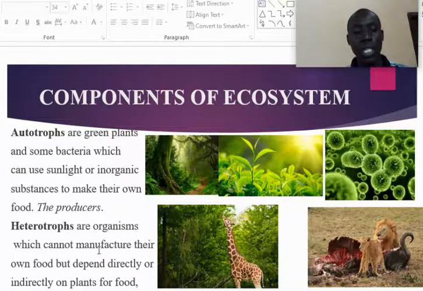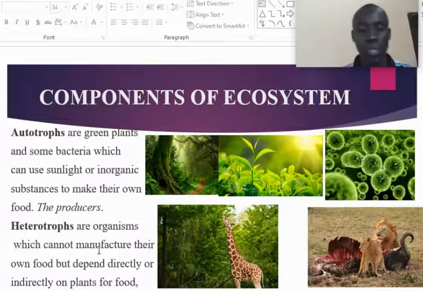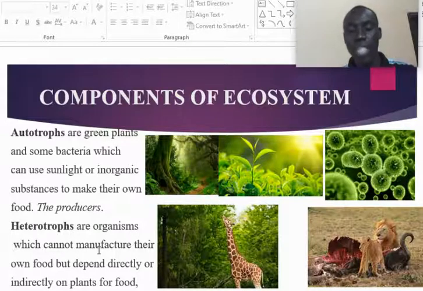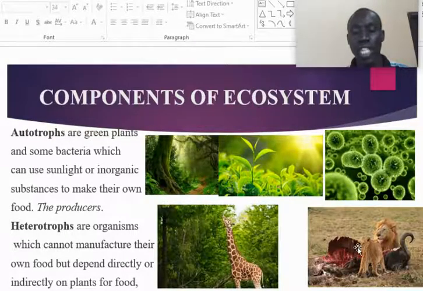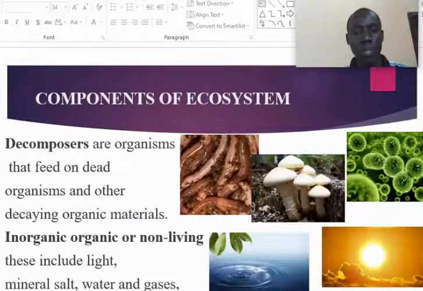Now, what are the heterotrophs? Heterotrophs are organisms that depend on other organisms. They are the consumers in that ecosystem. They depend directly or indirectly on plants or the producers in a particular ecosystem. If you look here, you can see a giraffe feeding on plants and the lion feeding on captured or dead animals here. Another component of the ecosystem is the decomposers.